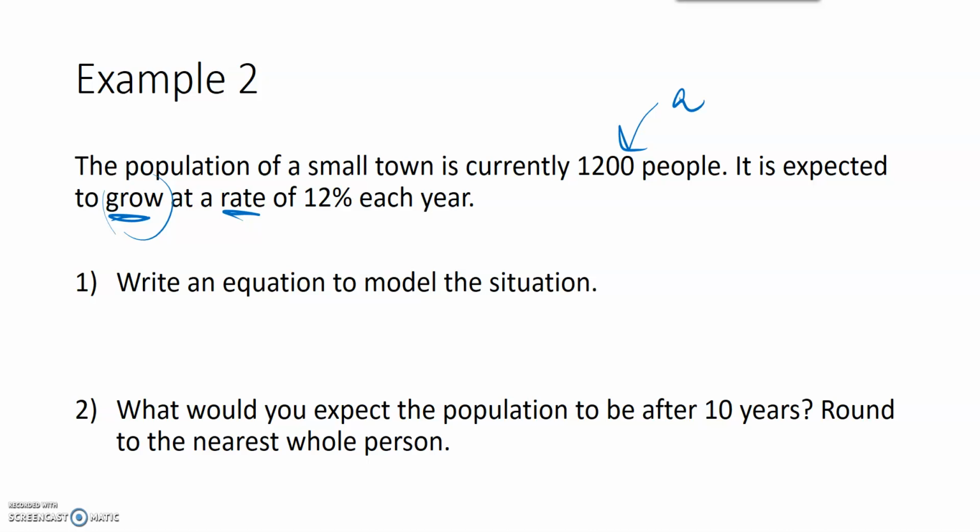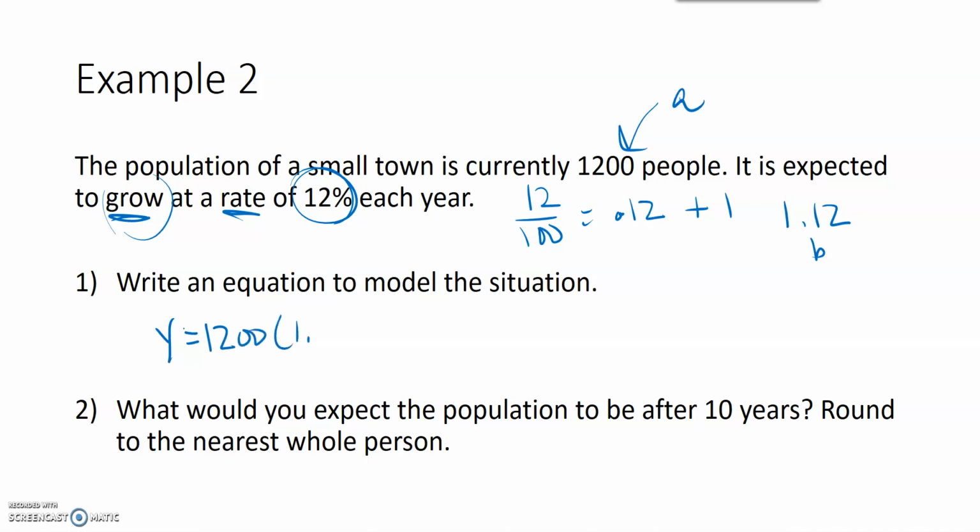It's expected to grow at a rate of 12% each year. So I'm going to do 12 over 100, 0.12, and I'm going to add 1 to it. So our B value is 1.12. We're writing an equation to model, so y equals 1,200 times 1.12 to the x.